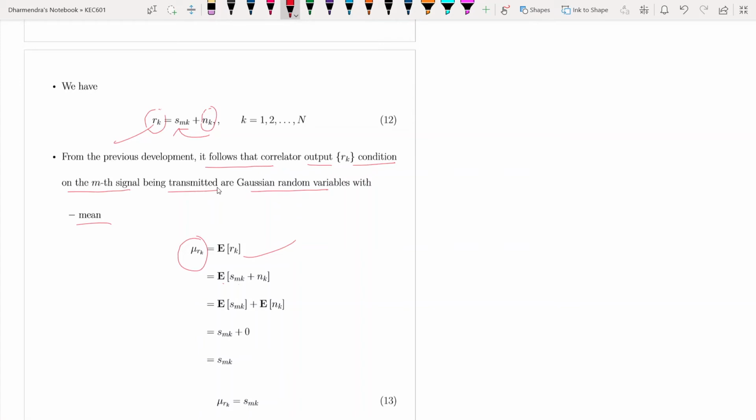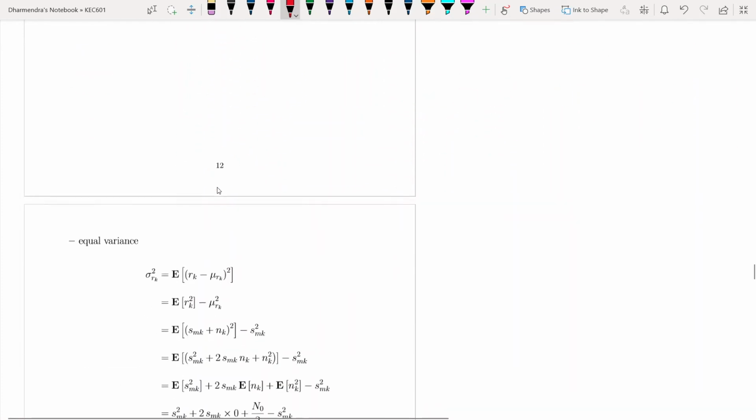So the expectation of rk, substituting rk as smk plus nk, take the expectation inside. So I will get the expectation of smk plus the expectation of nk. Because smk is deterministic in nature, the expectation of this signal will be the deterministic signal itself. Now the expectation of nk, we know that nk is a Gaussian random variable with zero mean, so that will be 0. So now the mean of rk will be smk.